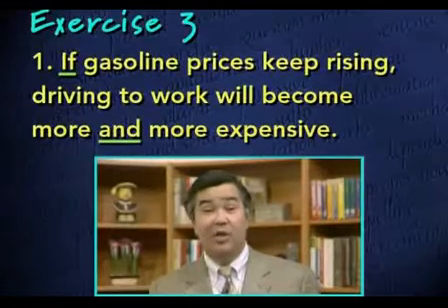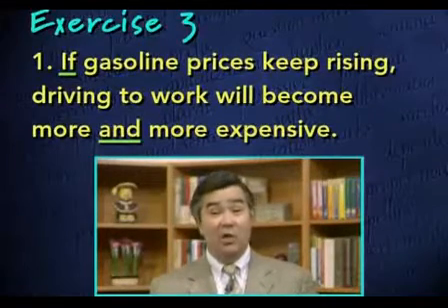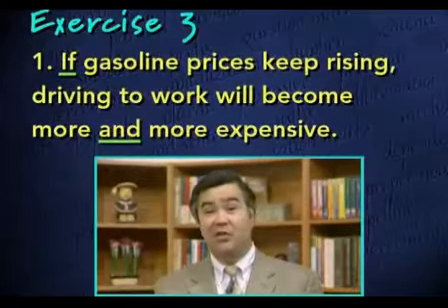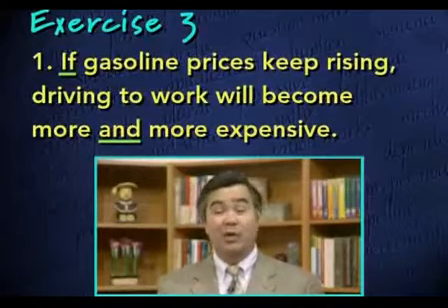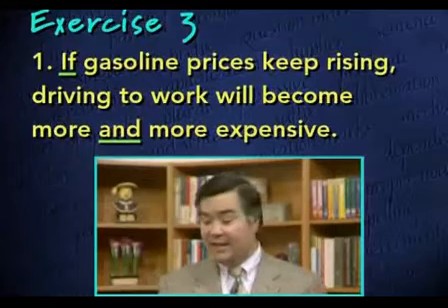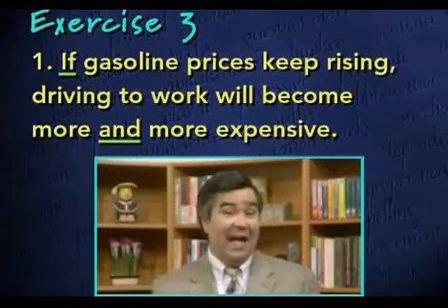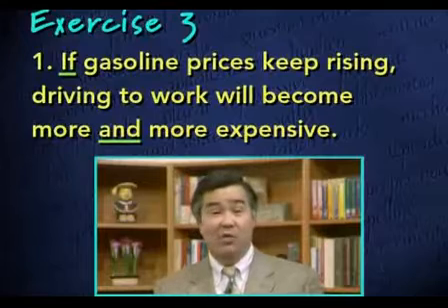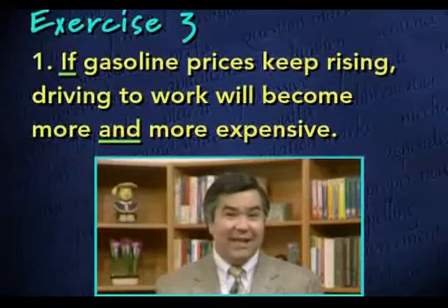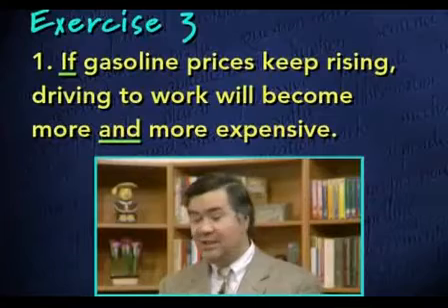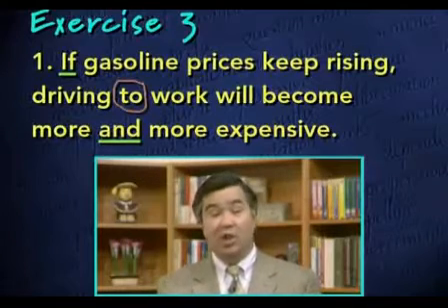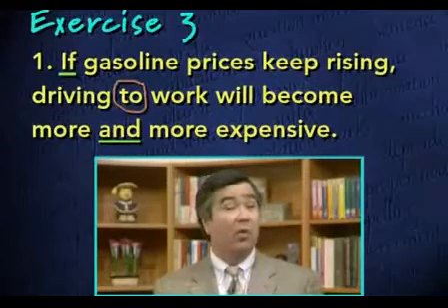Remember that there are 7 coordinating conjunctions which connect words or phrases or clauses that are more or less equal in importance. Here, and is connecting the words more and more expensive. And is the most common of the 7 coordinating conjunctions. So that's the second conjunction that appears in this sentence. There's one preposition, to, driving to work.